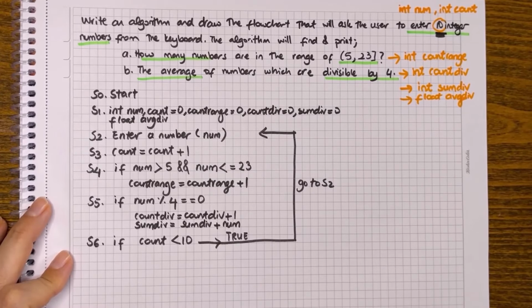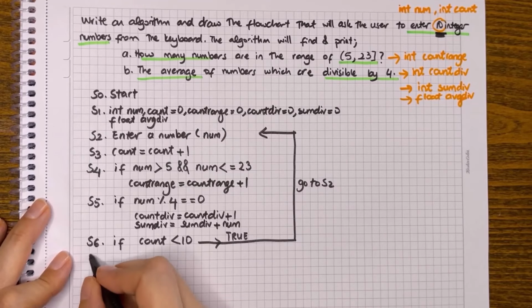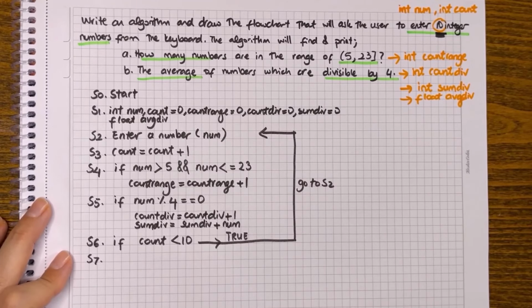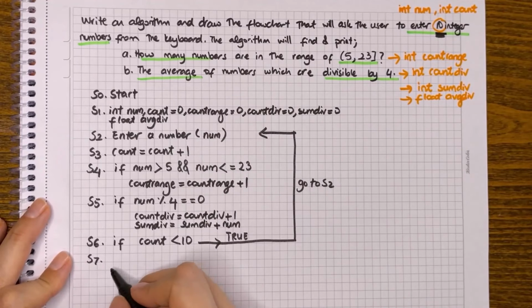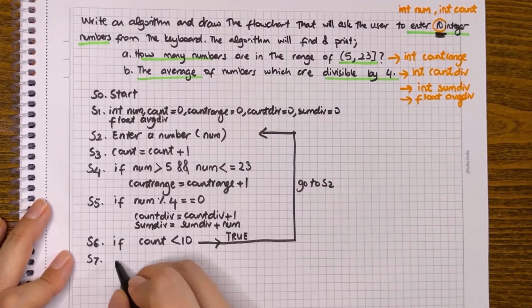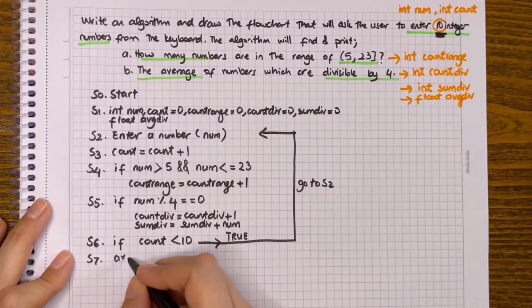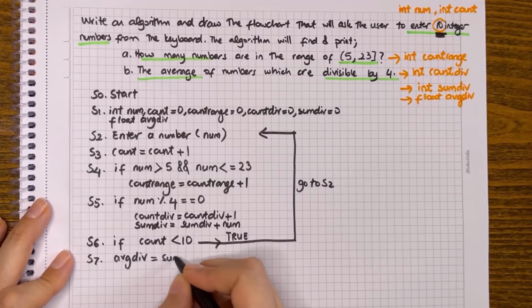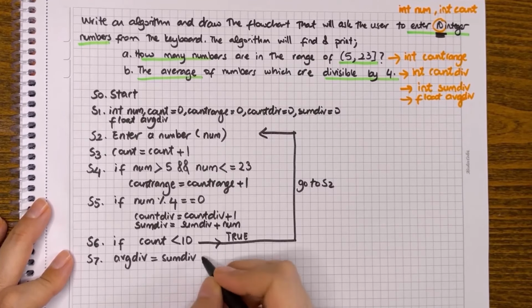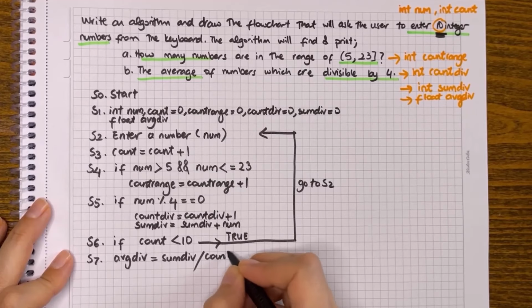If this is false, in step number 7, after we repeat 10 times, we are ready to calculate the average. So here, the average division will be equal to sum division divided by count division. All right.